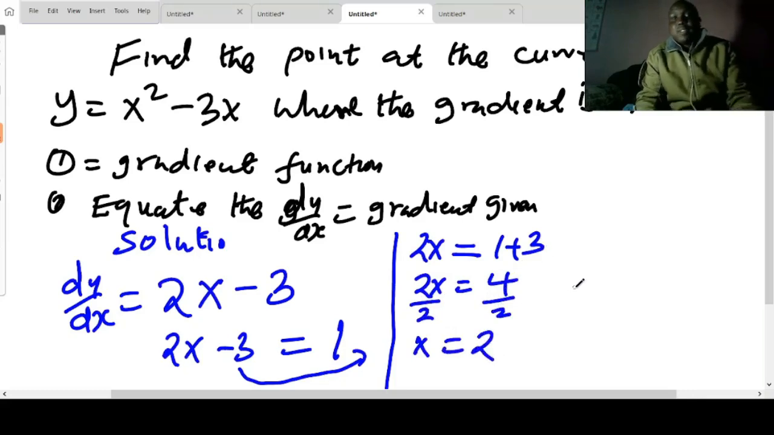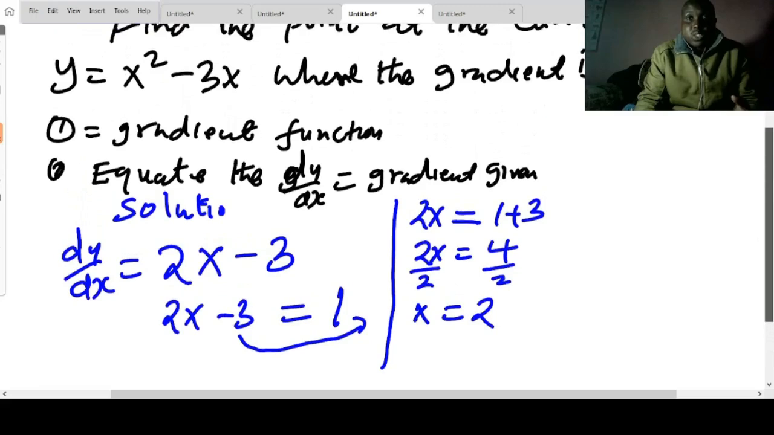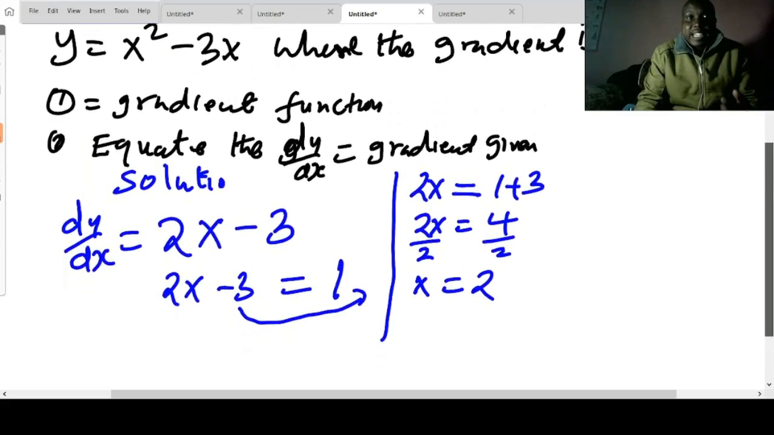So now we have the value of x. A point should have x and y. So we have found the value of the point at x.